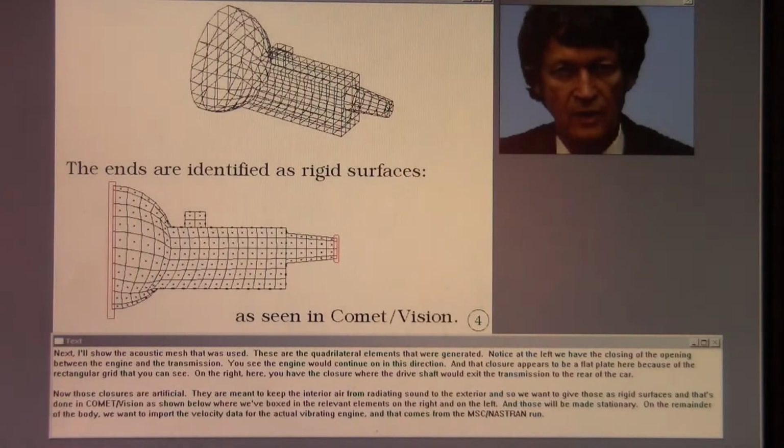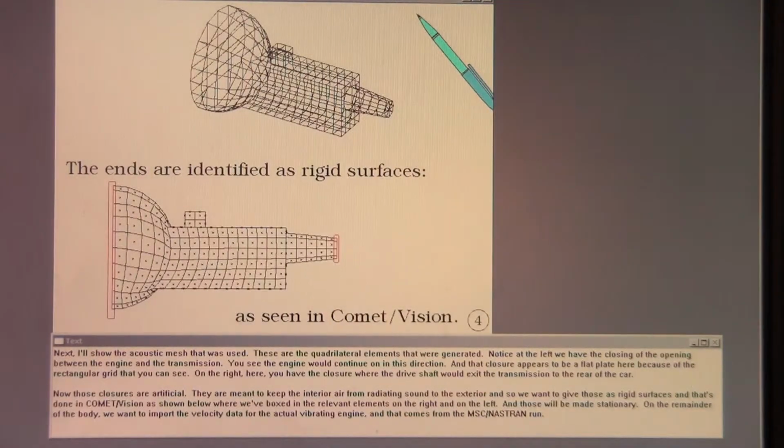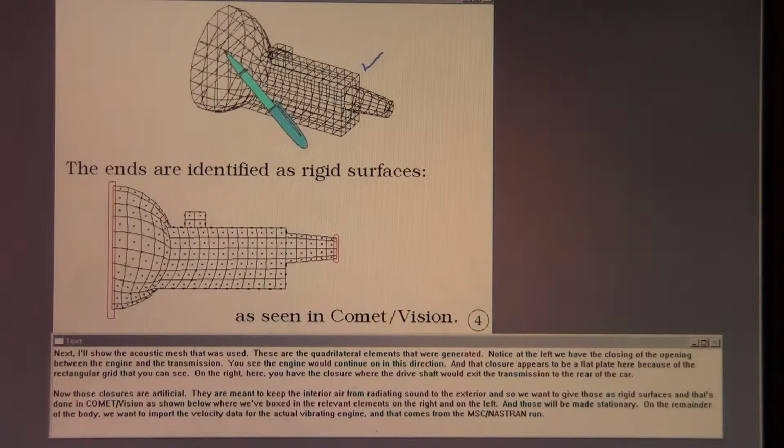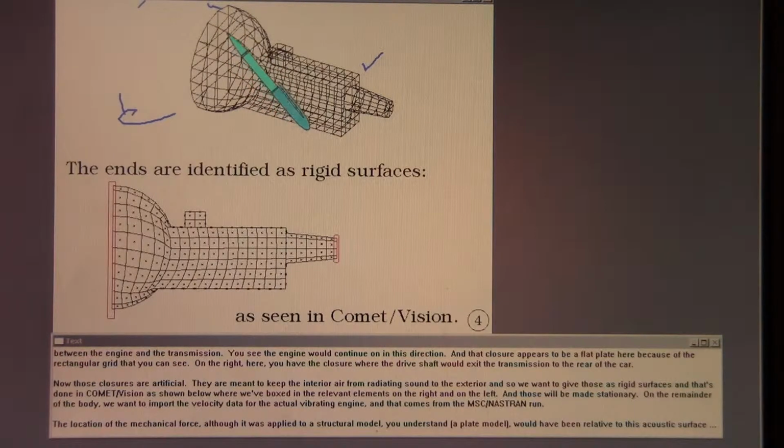Next, I'll show the acoustic mesh that was used. These are the quadrilateral elements that were generated. Notice at the left we have the closing of the opening between the engine and the transmission. You see the engine would continue on in this direction, and that closure appears to be a flat plate here because of the rectangular grid that you can see. On the right here you have the closure where the drive shaft would exit the transmission to the rear of the car.